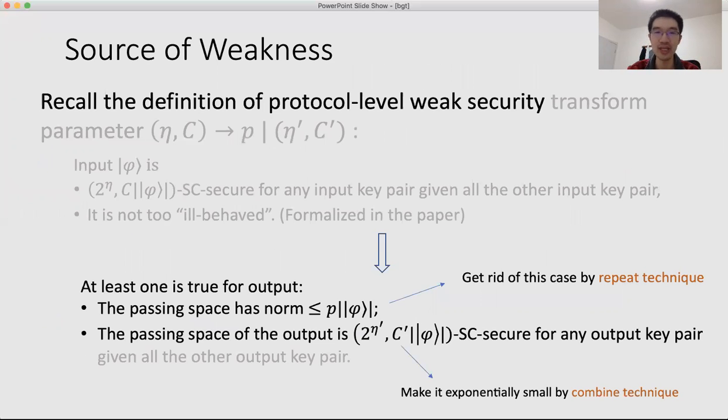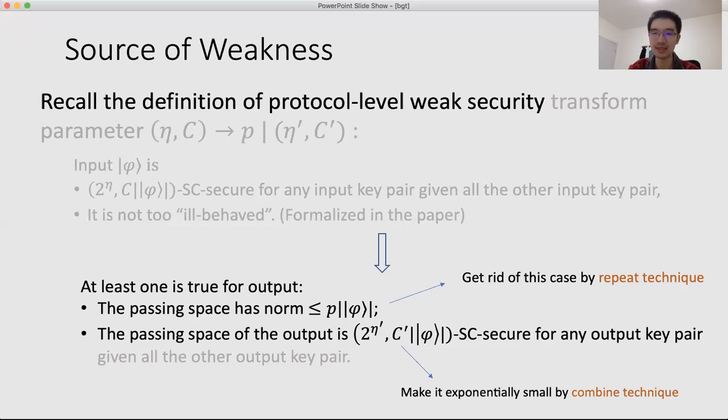Let's first go to the source of weakness in the definition of weak security transfer parameter. And we can focus on the output part. And there are two cases for the output part. One case is the probability space is bounded by some probabilities. And in this case, we have no idea how the output will behave. And P can be close to 1. Also, the gap is inverse polynomial.